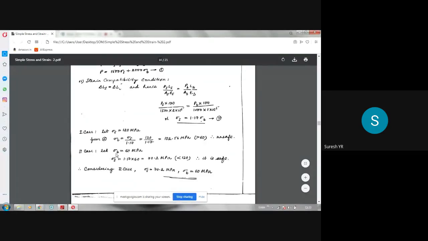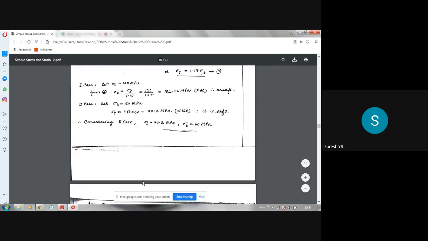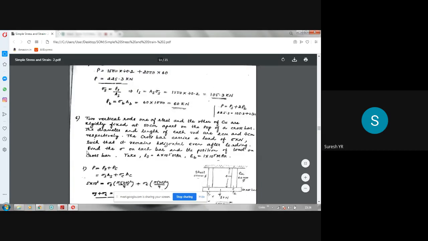In the other case, if you assume that the brass bar has reached its maximum stress value first, so sigma b is 60, the corresponding sigma s value is 70.2, which is less than 120. So 120 is the maximum stress in steel, so it is safe. So we have to take the safer condition, and we have to move further by using the same equations. So that is one important problem.